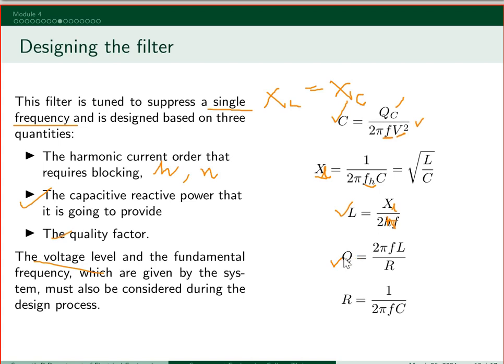And the quality factor can be the ratio between the inductive reactance XL and R. It also can be equal to XC by R, because XL is equal to XC in the series resonance condition. And further, this R can be calculated as 1 by 2 pi FC.